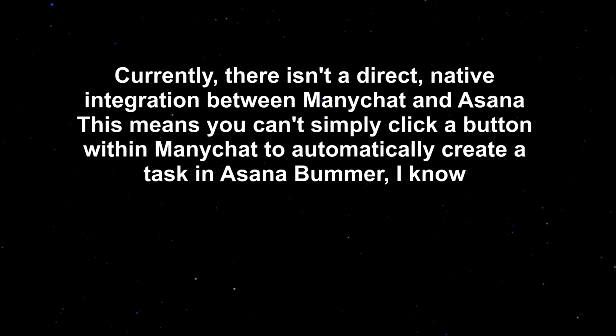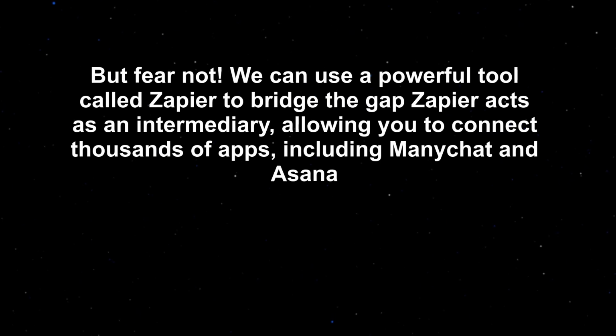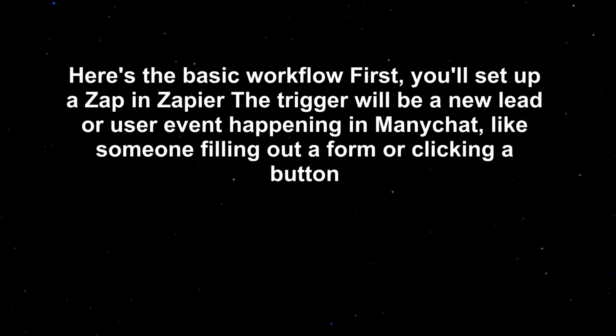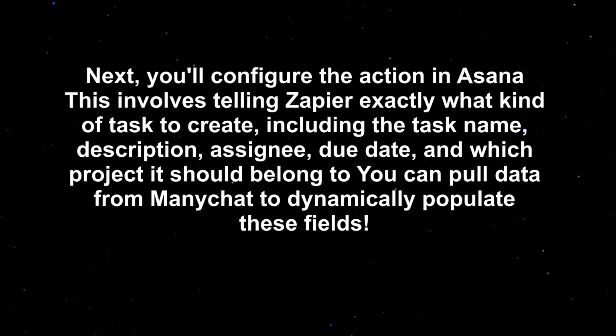Bummer, I know, but fear not, we can use a powerful tool called Zapier to bridge the gap. Zapier acts as an intermediary, allowing you to connect thousands of apps, including Manychat and Asana. Here's the basic workflow. First, you'll set up a Zap in Zapier. The trigger will be a new lead or user event happening in Manychat, like someone filling out a form or clicking a button. Next, you'll configure the action in Asana.